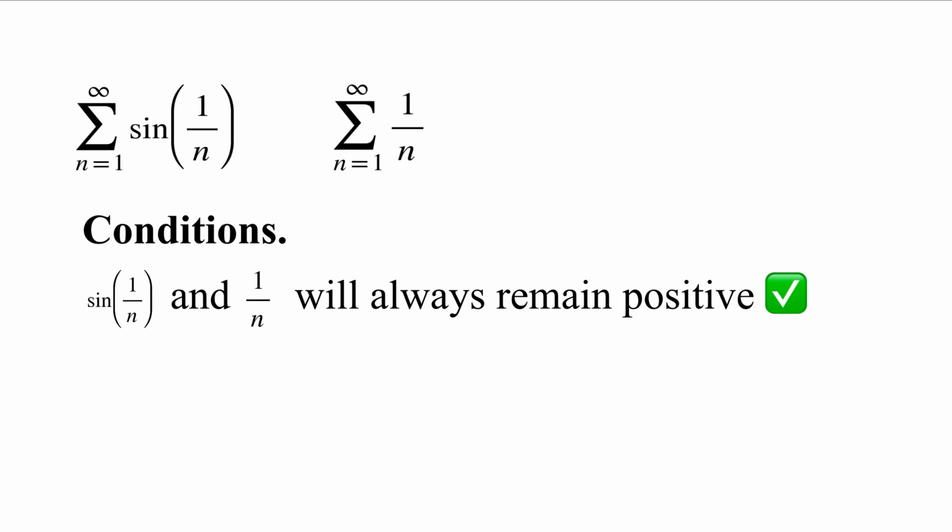Let's check the conditions of the limit comparison test. The terms of both series, the sine of 1 over n and 1 over n, will always remain positive. Thus, we have successfully checked the conditions.